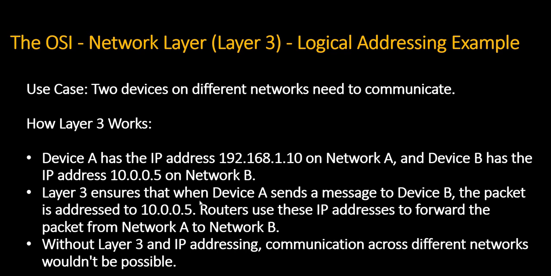Layer 3 ensures that when device A sends a message to device B, the packet is addressed to B's IP address. Routers use these IP addresses to forward the packet from network A to network B, and that makes sense, right? The router installed at network A will forward the information to another router installed on network B. That is what is written here. Without layer 3 and IP addressing, communication across different networks would not be possible.